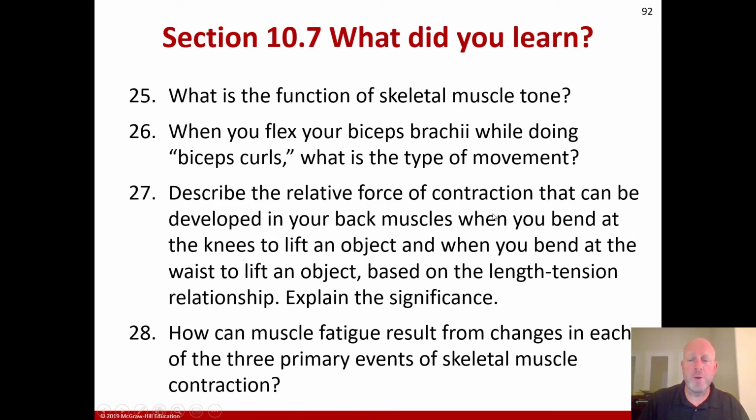Describe the relative force of contraction that can be developed in your back muscles when you bend at the knees to lift an object, and when you bend at the waist to lift an object, based on length-tension relationship. And of course, we should note that if we're bending at the waist, it's actually a hip motion, not a back motion. That should give you some information there.